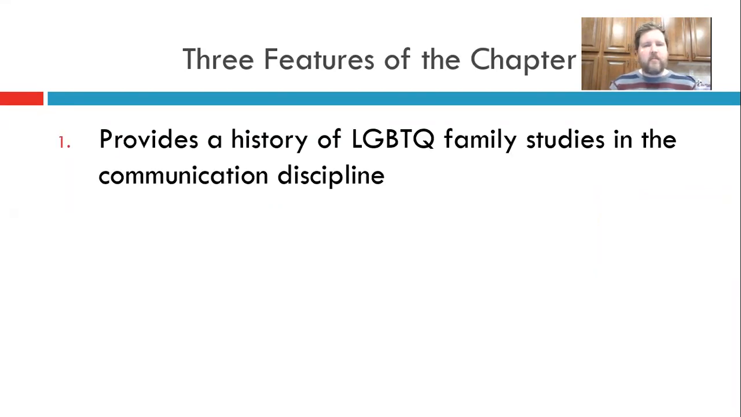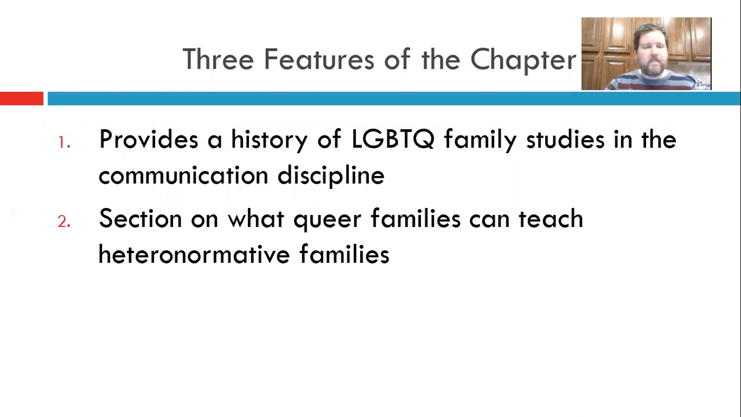So one, this chapter provides a history of LGBTQ family studies in the communication discipline. It looks at some of the random studies that happened earlier on, but it especially focuses on the 90s when family communication studies really started to pick up. It looks at the work of Pamela Lannutti as she starts to look at same-sex marriage. It picks up the work of Beth Suter as she starts to look at lesbian-headed households and other queer families. And so one of the things that I really try to lay out there is here's the history of studying LGBTQ people in family communication, especially as it applies to interpersonal and family communication studies.